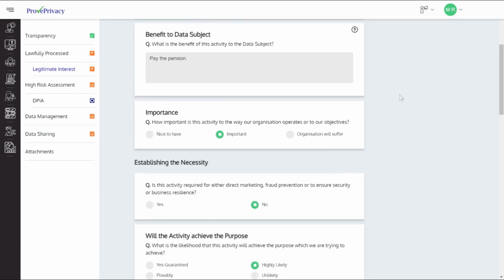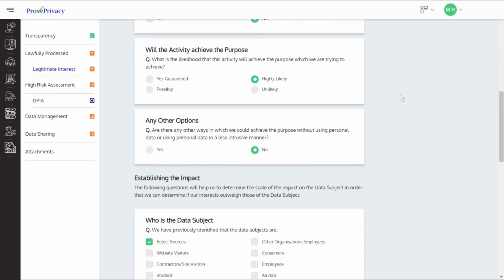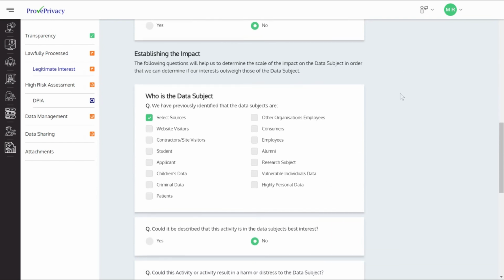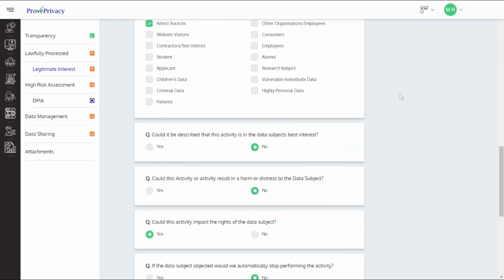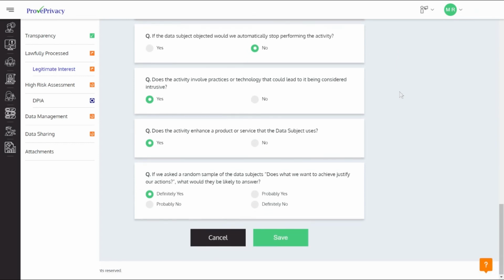You will then be required to complete a number of questions which will be dynamically presented to you depending on the information that you enter. Answering these questions will provide a guide as to the legitimacy of the activity once complete. You should always consider the views of the data subject and ensure that these are reflected in your responses.